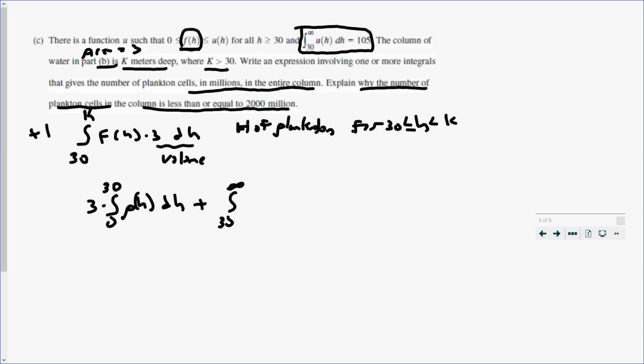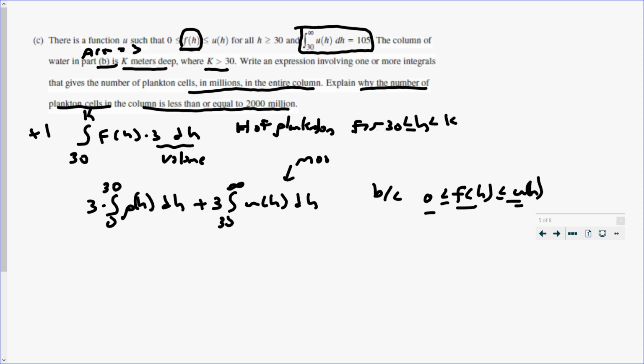So now what are they saying? Well, that is U of H dH. Now don't forget we have to multiply that by 3 as well. Now we can do this because f of h is between 0 and u of h. Go Cougs. So because f of h is between 0 and u of h, we can say that this is the most we can add on, in terms of plankton.